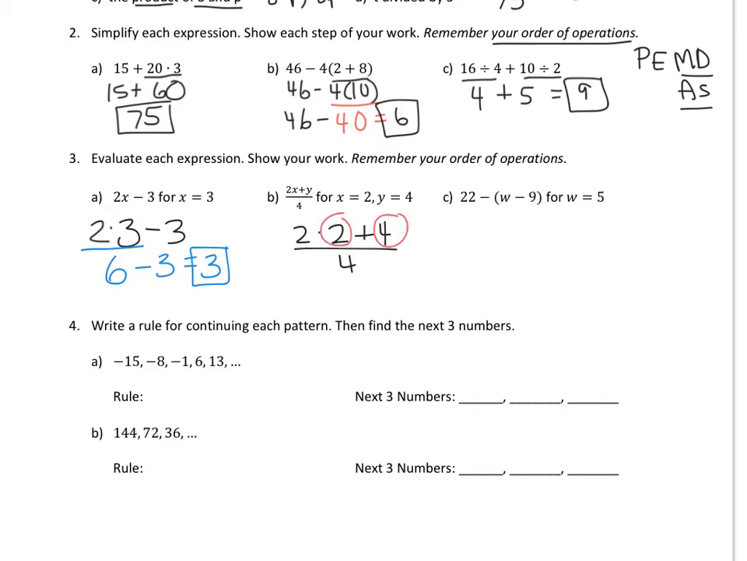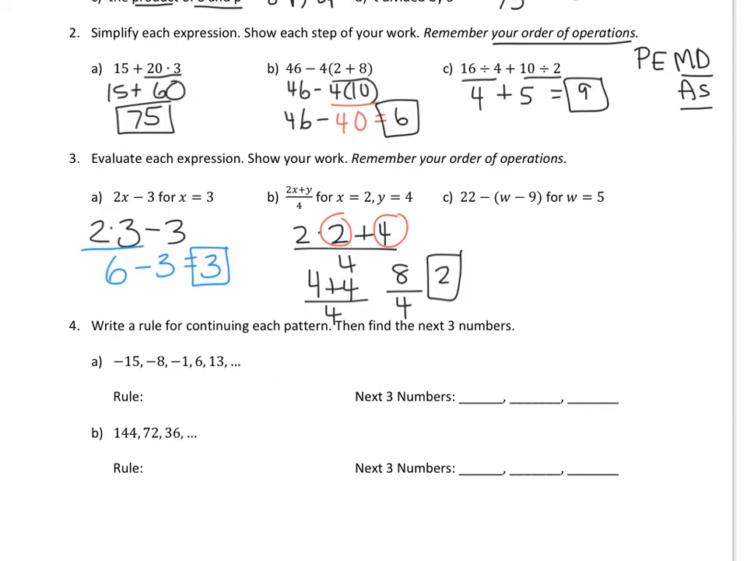Now I do order of operations. I do order of operations on the top, and then on the bottom, and then I simplify it. So I'm going to do 2 times 2 first, which is 4. Then plus 4 all over 4. So I do the top part, which is 8, and then this means division. So 8 divided by 4 is 2.